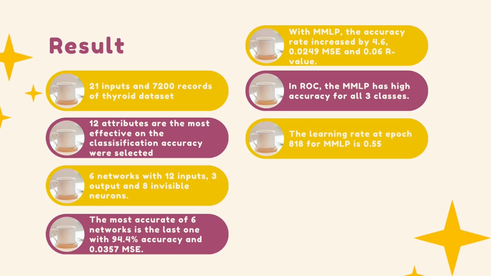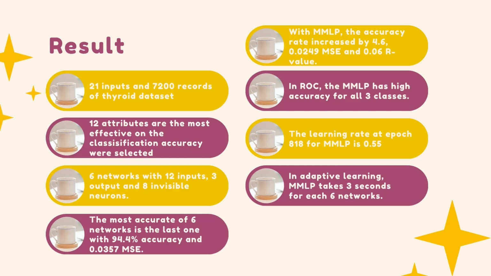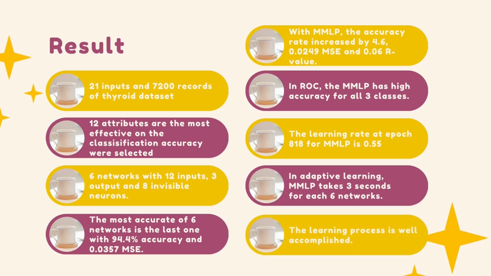Moreover, it is found that the learning rate used to avoid overfitting shown value at epoch 818 is 0.55, and the MMLP with 6 networks produced the greatest performance with the stated learning value. When using the improved backpropagation with adaptive learning, the time taken for training a set of 6 networks was 3 seconds each. Finally, the learning process is well accomplished with reduced network errors of small finite MSE, decreased errors of all sets until epoch 818, no occurrence of overfitting, equal reduction of error in all sets, and no occurrence of underfitting from lowering training sets error.